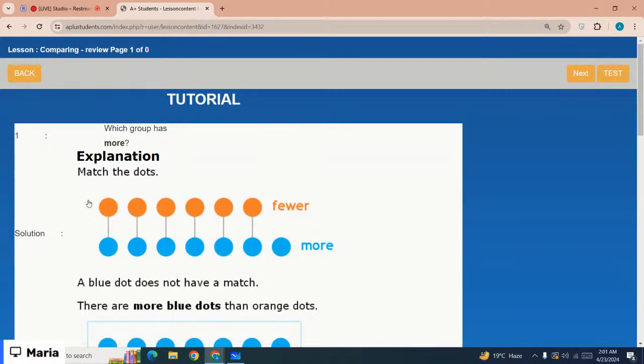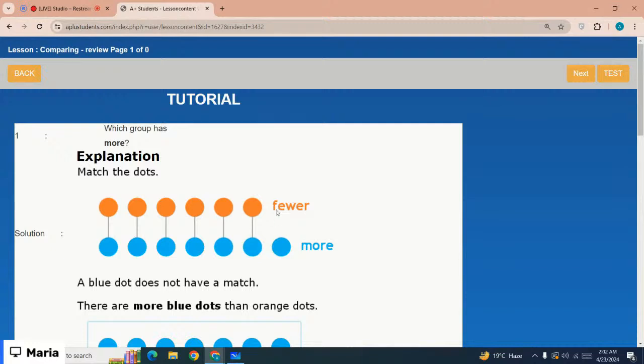Basically we're going to learn how we compare two things. We start with an example. Which group has more? You are given two groups with dots, and you have to see which group has more dots. How do you see? You have to compare them one to one. For this orange dot, you have this blue dot. For this orange dot, you have this blue dot, and so on.